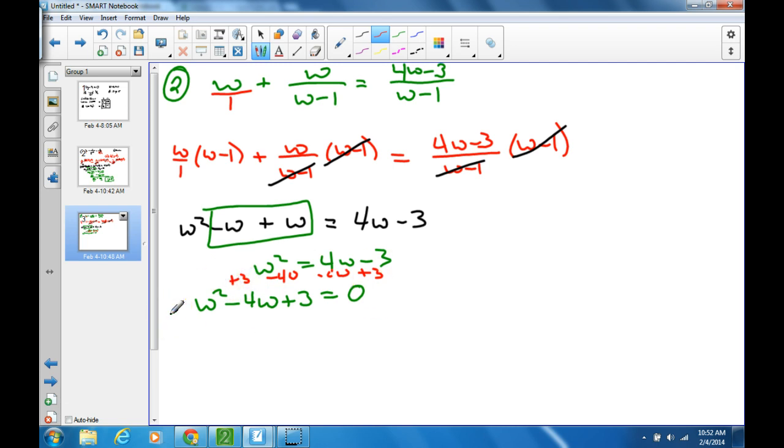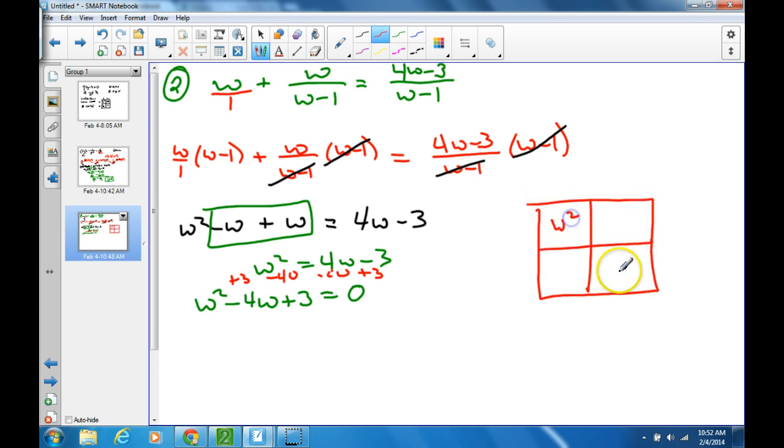Then you use the box. So let's make a box. We got w squared here and a 3. So multiply that out, we got 3w squared. It'll be 1 and 3. That's our only option, but which one's negative? Oops, this should be a 3, by the way.